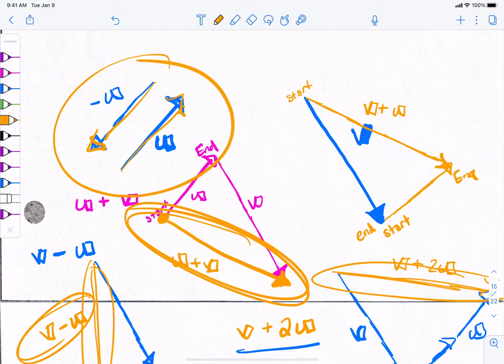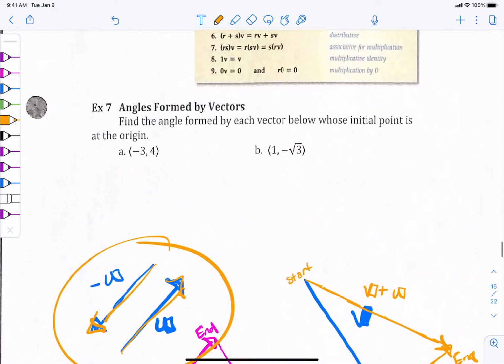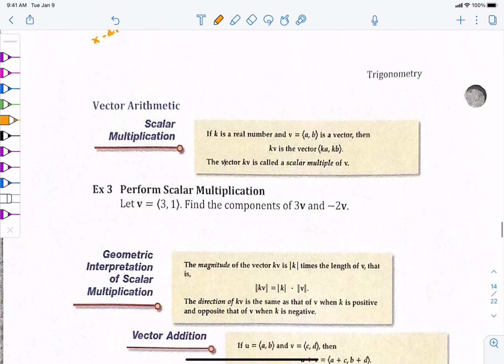Here is negative u going the other way. Okay. Make sense? All right. Good. All right. Was that hard? No? Not too bad? Okay. All right, now let's go to the easy stuff.